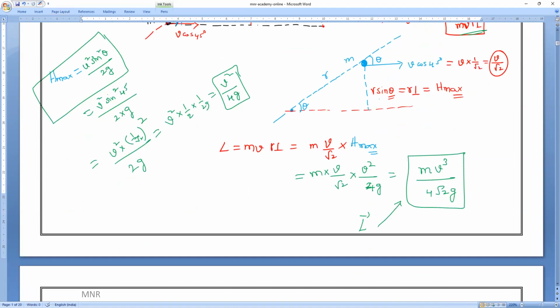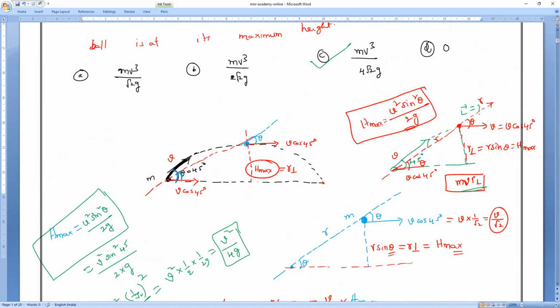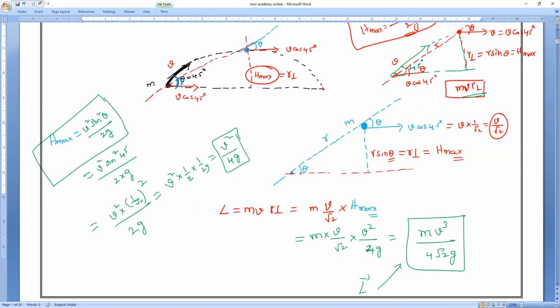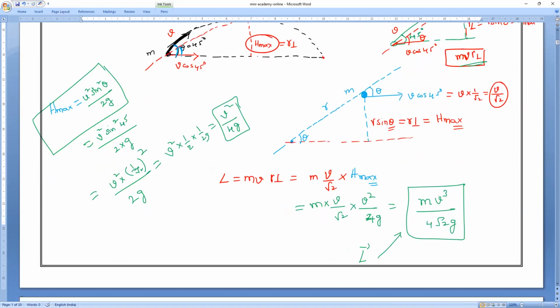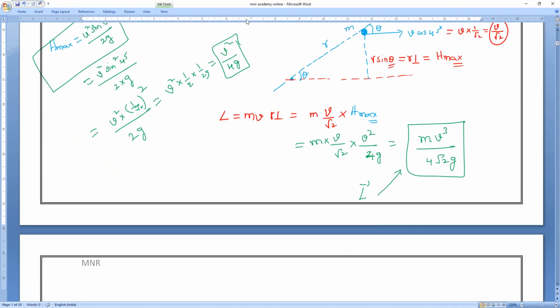If you find it, you will get H max equal to v square by 4g. And if you replace it, velocity v into cos 45, which is 1 by root 2, so that velocity becomes v by root 2. And H max is v square by 4g. So m into v square into v power 1 is v power 3, divided by 2 root 2 into 2 which is 4 root 2 g. That's the answer. So that is how you have to solve it.